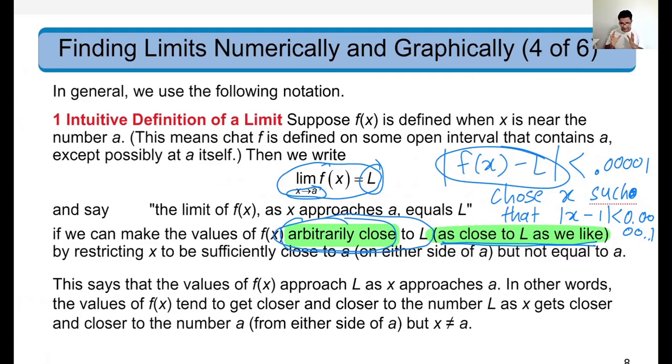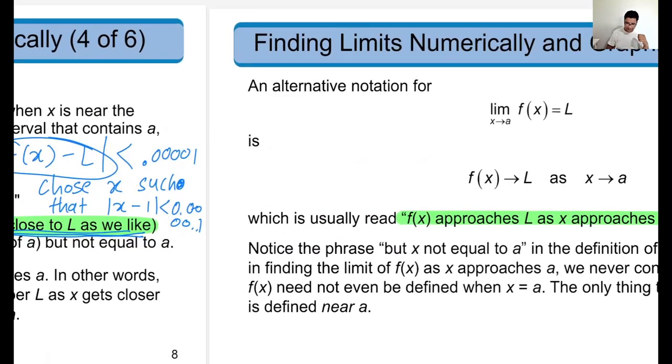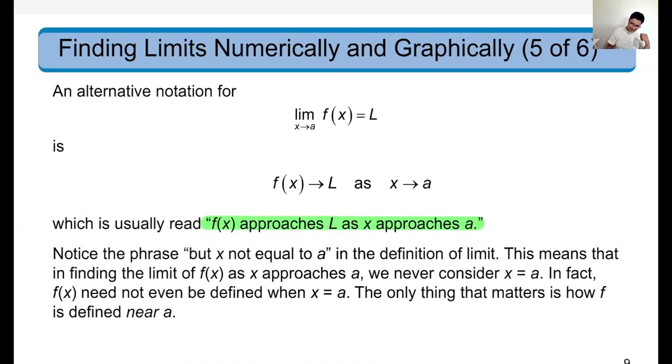I hope you are paying attention and getting a good understanding of these phrases that we commonly use in the language of limits. Another alternative way to write this is: f of x approaches L as x approaches a. That is to say that the limit of the function is L.